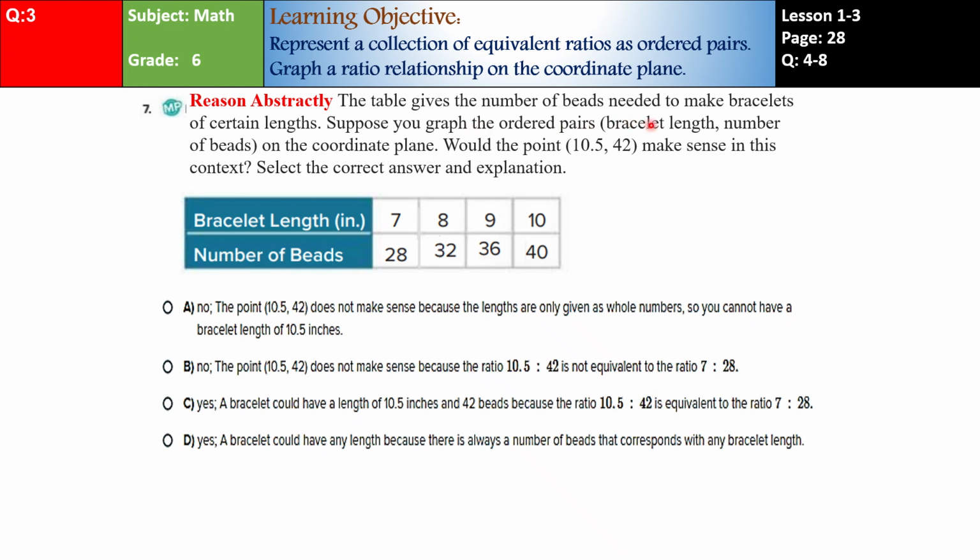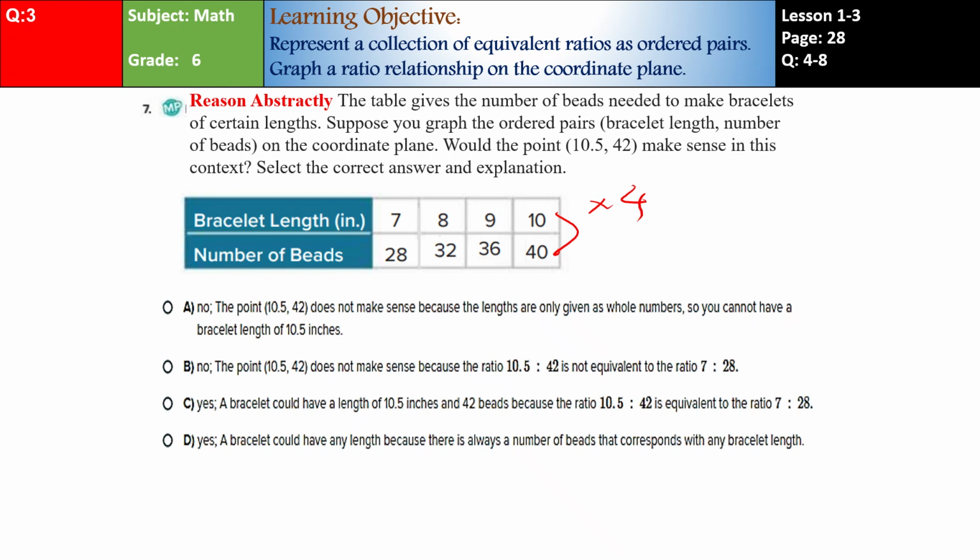The table shows the number of beads needed to make bracelets of certain lengths. Suppose you graph the ordered pairs, the bracelet length and number of beads, on the coordinate plane. Would the point 10.5 and 42 make sense in the context? First we will see what the pattern is: 7, 28; 8, 32; 9, 36; 10, 40. If you see, each time it is being multiplied by 4: 9 times 4, 8 times 4, 7 times 4.